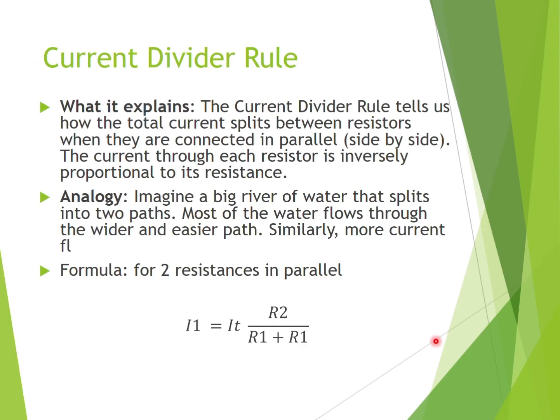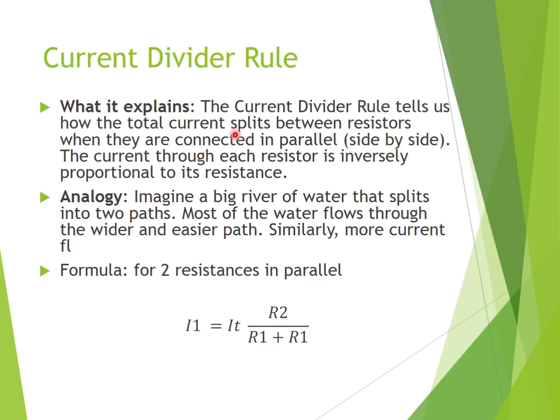So now let's talk about current divider rule. So what does the current divider rule explain? The current divider rule tells us how the total current is going to be split between resistors when they are connected in parallel. The current through each resistor is inversely proportional to its resistance.